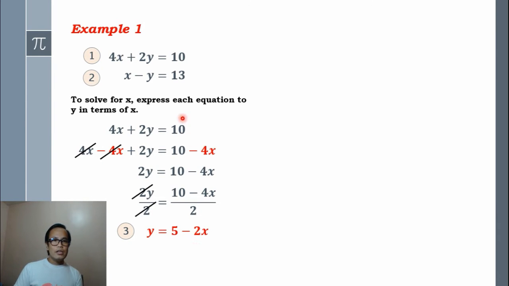Next, let us proceed to our second equation, which is x minus y equals 13. The same process. We need to express this equation 2 as y in terms of x. Since we have the x here, we have to eliminate the x by subtracting, of course, x. So that will become 0. Since we subtract x at the left side, we will also subtract x at the right side.